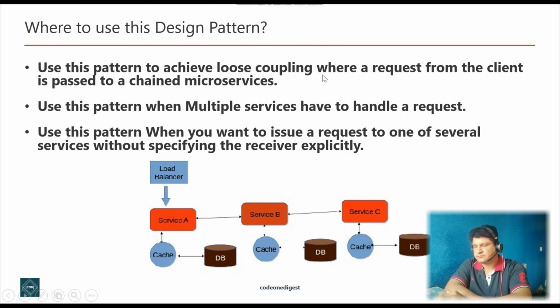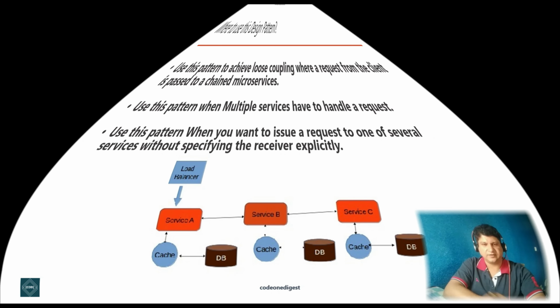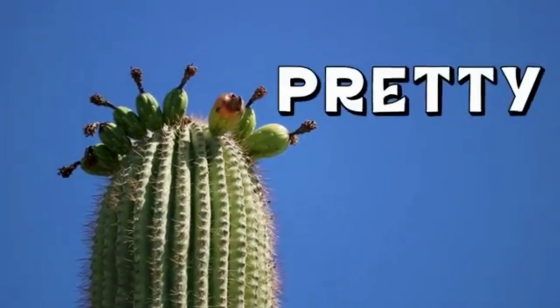Okay friends, now let's understand the use cases of this design pattern, in which scenario we can use this design pattern. Use this pattern to achieve loose coupling where a request from the client is passed to a chain of microservices. Use this pattern when multiple services have to handle a request. Use this pattern when you want to issue a request to one of the several services without specifying the receiver explicitly.